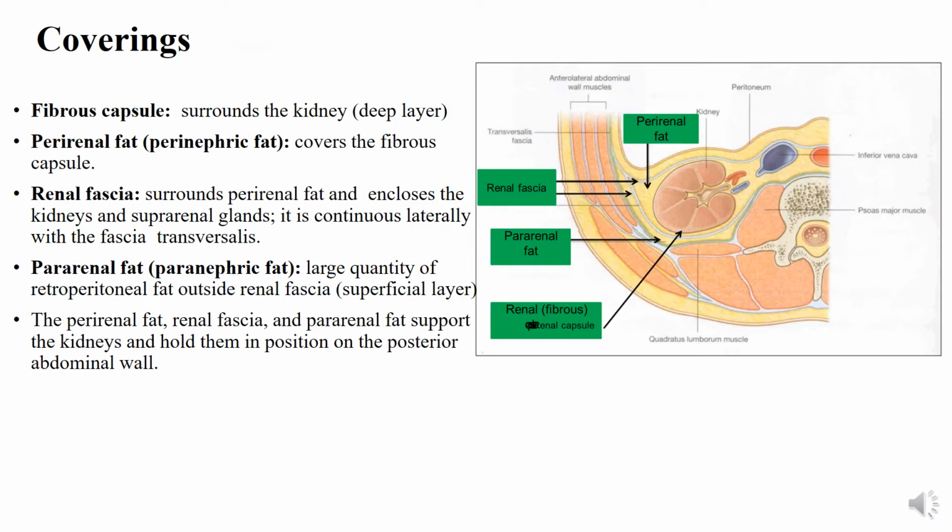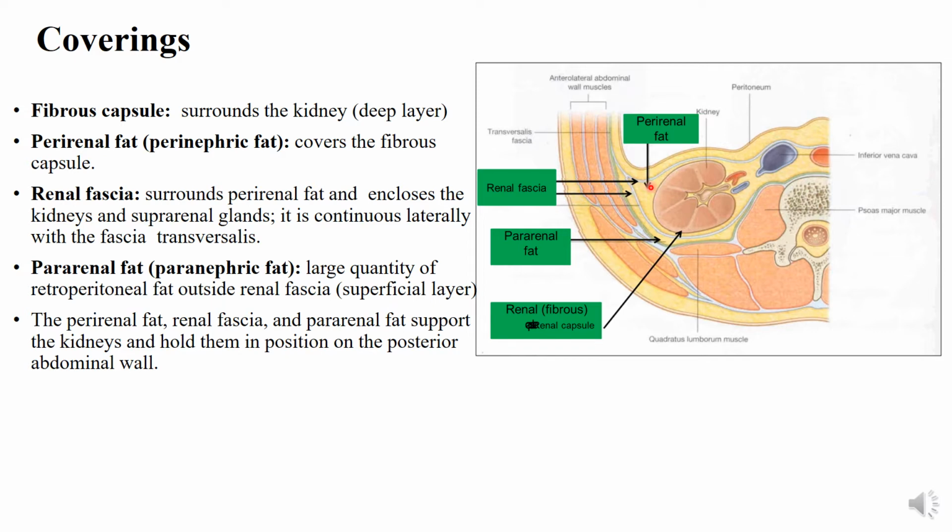If we look into the layers that cover the kidney, starting from the inside to outside, the first layer covering the kidney is the capsule, and this is the deepest layer, the fibrous capsule. After the renal capsule comes the perirenal fat, and this fat is covering the capsule.